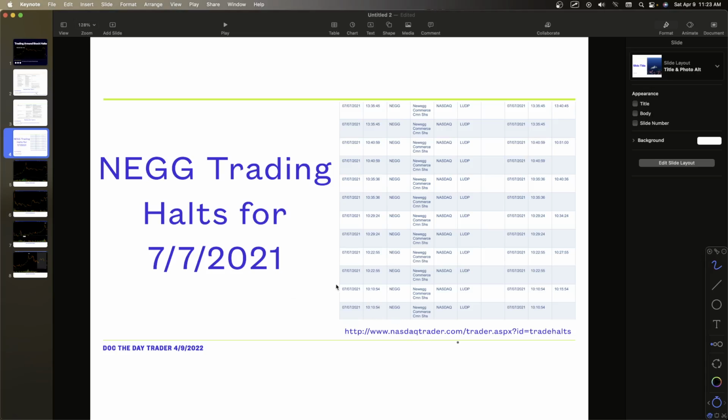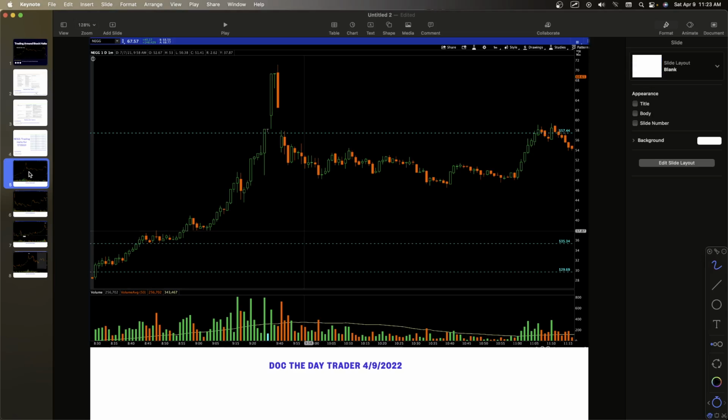But anyway, here are all the halts. If you guys want to follow along, we're going to mainly talk about just one halt because it was a pretty significant halt. On July 7th, this is how many times on the LULD, the volatility halt, that NEGG halted on that particular day. So let's look at the first screenshot here.